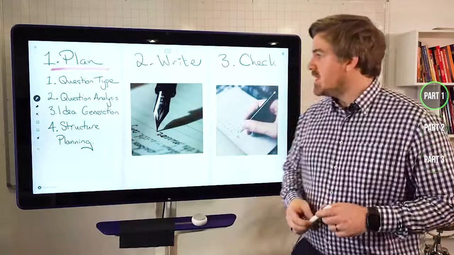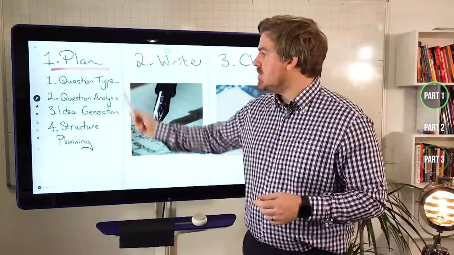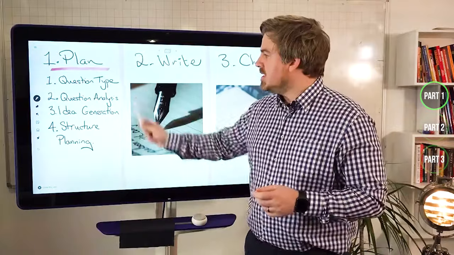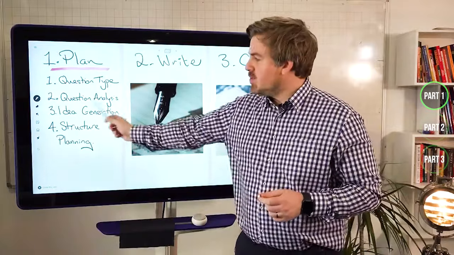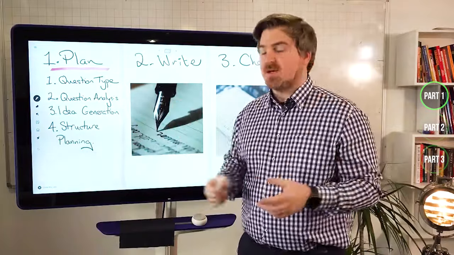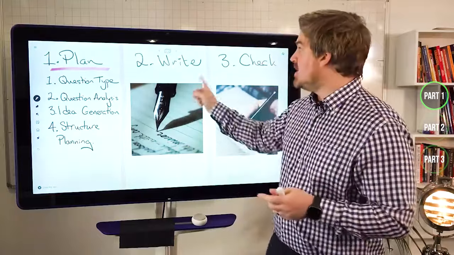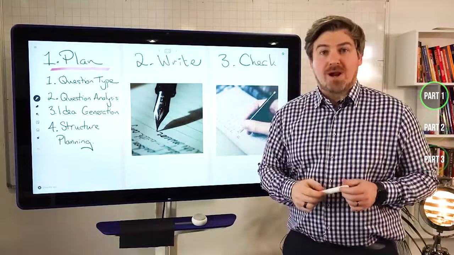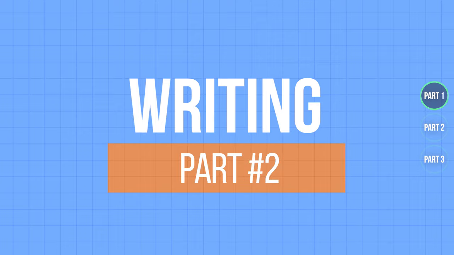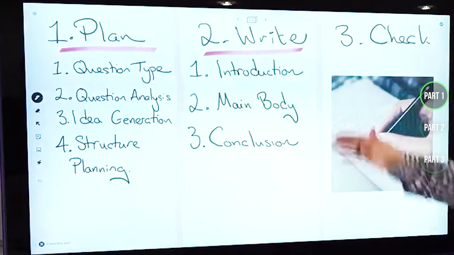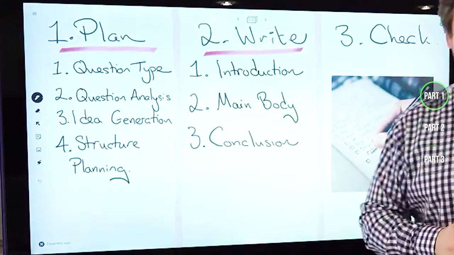So just to review the planning stage: understand the question type, analyze the question properly, generate your ideas, and then put all of your ideas and all of the things you're thinking about into a structure plan. And now we have a map and we can start on our writing stage. There are three stages to the writing stage: introduction, main body paragraph, and your conclusion.